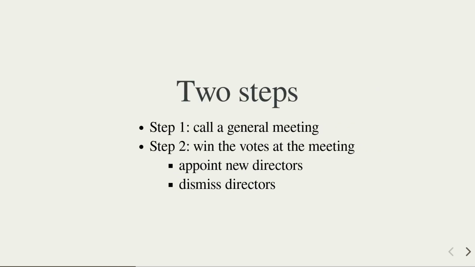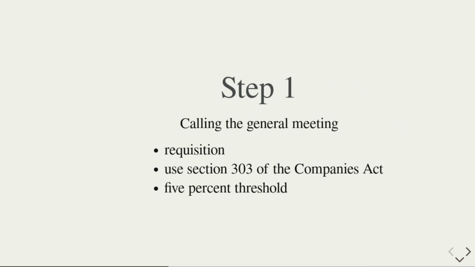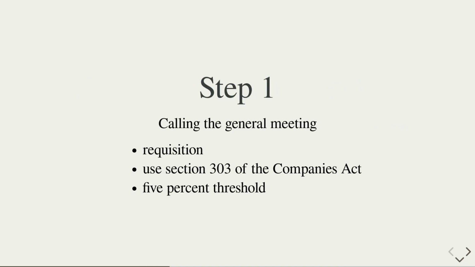Changing the board of directors of a company is a two-step process. Step 1, you call a general meeting of the members of the company. And step 2, once the meeting actually happens, which could take a few weeks, at that meeting you pass resolutions to appoint or dismiss directors. We'll get to what a resolution is a bit later. So first step, calling the general meeting.